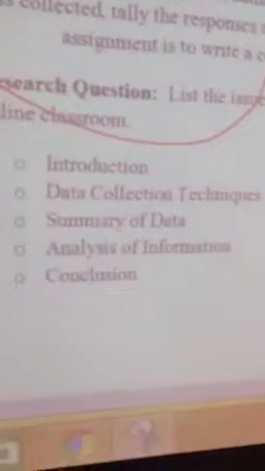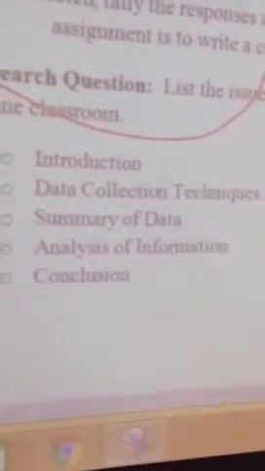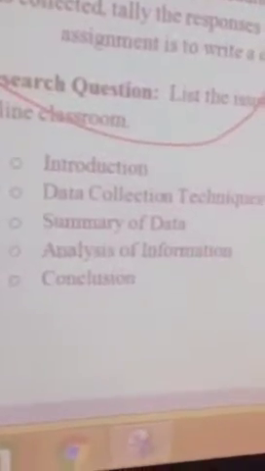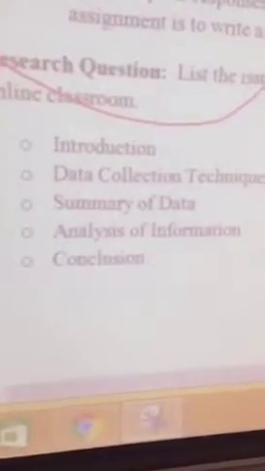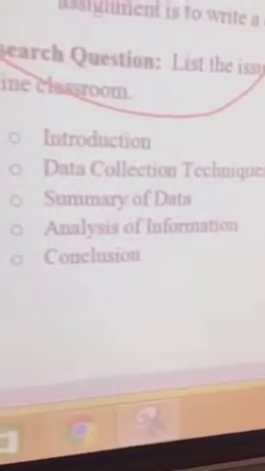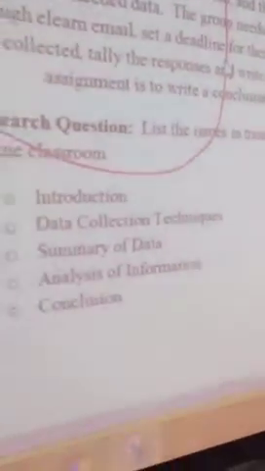In this process, they have a research question they have to answer, and then they're going to have to write an introduction. They're going to have to do their data collection techniques and talk about what they did to get the results. Then they're going to give me a summary of the data, an analysis of the information, and then a conclusion. I've asked them in the introduction to give me a hypothesis of what they think the answer will be to the research question. Then in the conclusion, they're going to tell me if their hypothesis was correct.